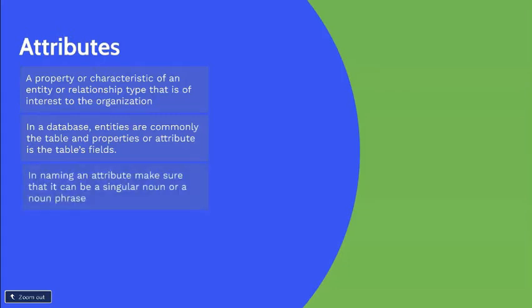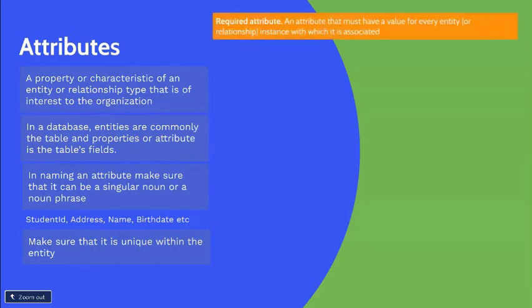In naming the attribute, make sure that it can be a singular noun or a noun phrase such as student ID, address, name, birthday, etc. Make sure that it is unique within the entity. In an entity, the attribute types are the following. Required attribute. An attribute that must have a value for every entity instance with which it is associated.